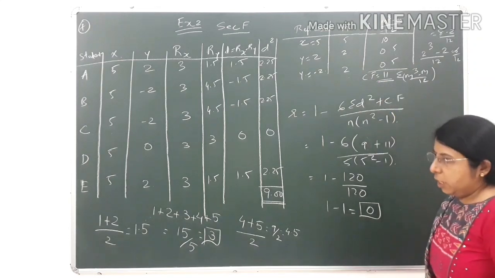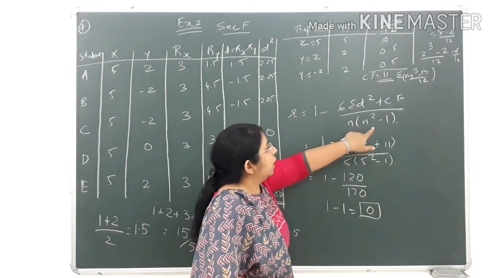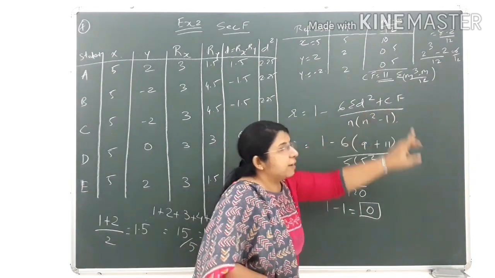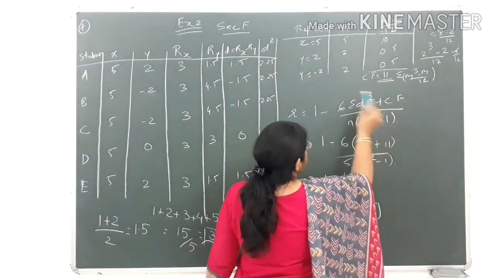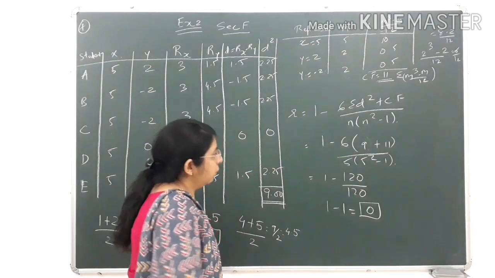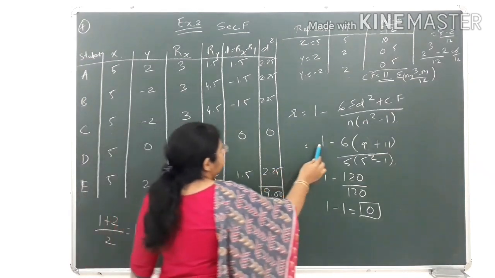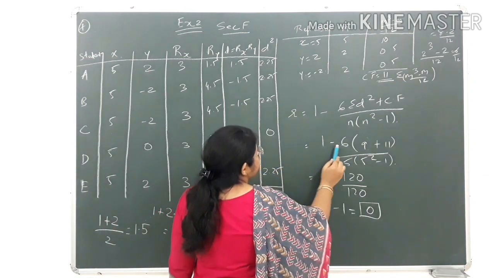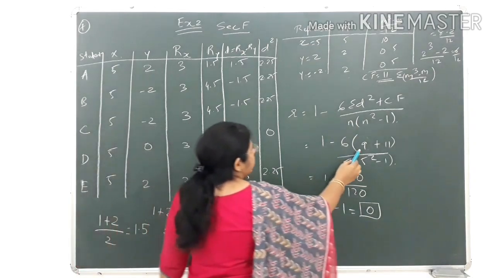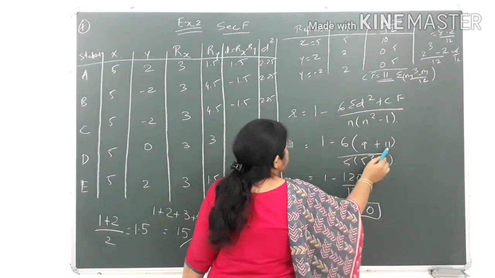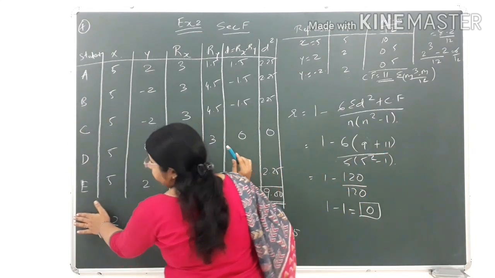Now in the basic formula of R, that is 1 minus 6 sigma d square upon n into n square minus 1, over here plus CF. Don't forget to add CF over here. Otherwise, even though the entire calculation may be correct, your value of the correlation coefficient will come out wrong. Now, putting the values in the equation, that is 1 minus 6 times sigma d square, which we have already found to be 9. So 9 plus the CF value we found, that is 11, upon n, the total number of observations, which is 5 students.